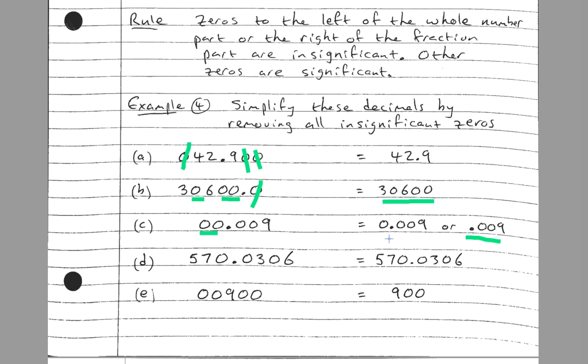Or like I was saying before, it's nice to keep one zero. So if you're writing a decimal that has no whole number part, then usually it looks nicer if you write 0 point the rest of the decimal. So this is the preferred way to write it. But this is correct too.